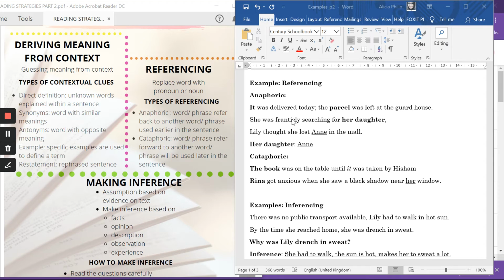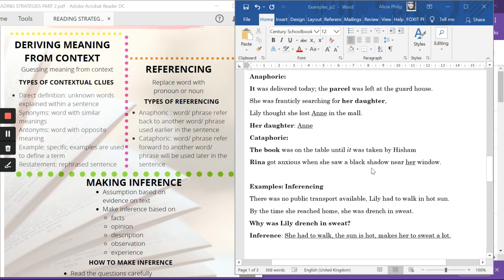Okay. She was frantically searching for her daughter. So if the question asks what pronoun is used to refer to an, or what phrase is used to refer to an, you can immediately refer back to her daughter. Okay. An is her daughter. Okay. Her here refers to Lily.